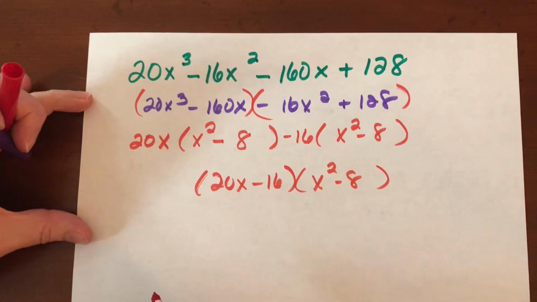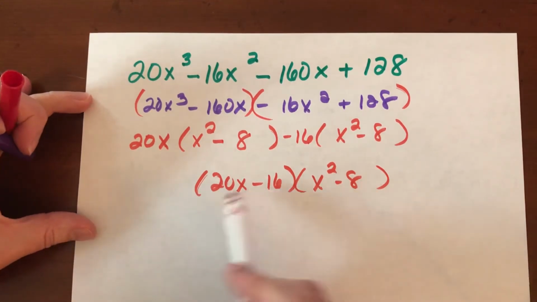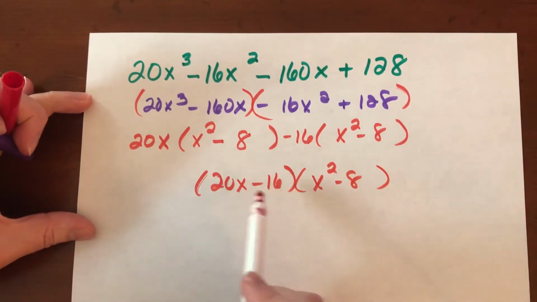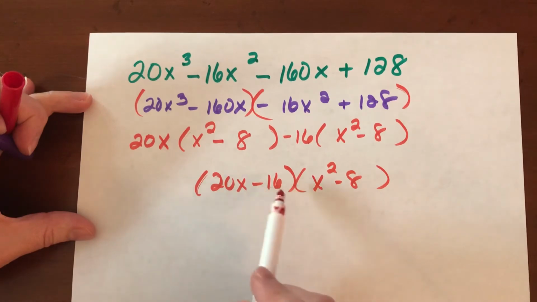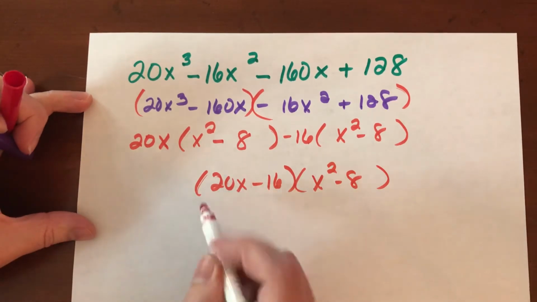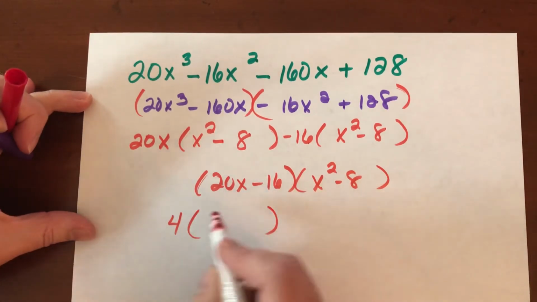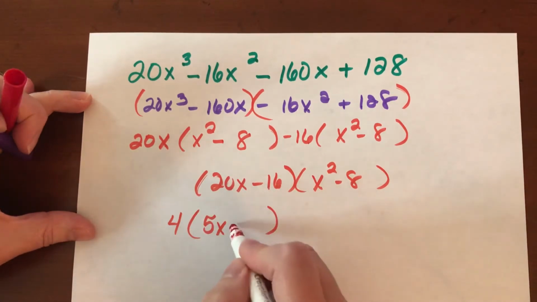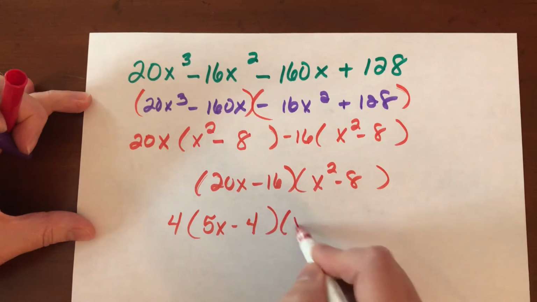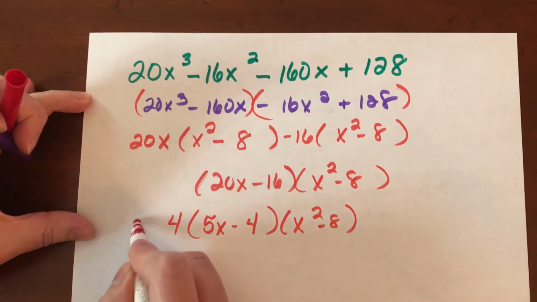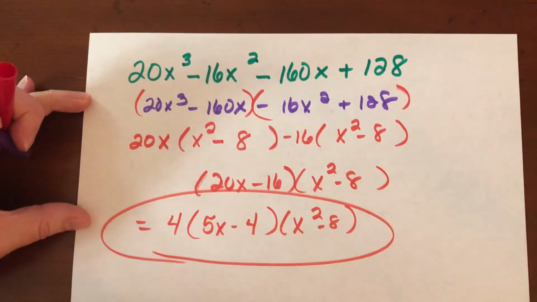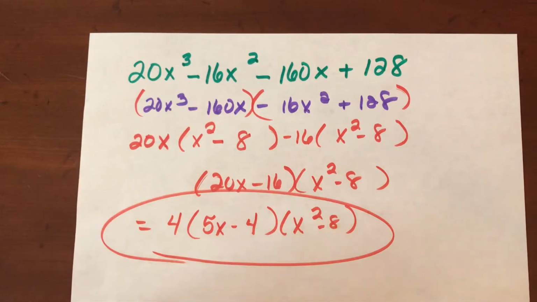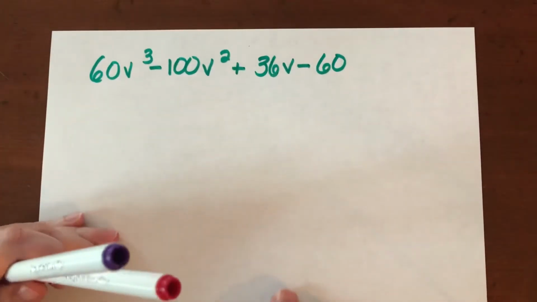Now look. Can I pull a GCF out of either one of these? Yes, I can here. Look, 20 and 16. What's the GCF of 20 and 16? 4. So I can pull a 4 out. So 4 times what is 20x? 5x. 4 times what is negative 16? Negative 4. And then you bring down your x squared minus 8. So that's your final answer on that one. Again, you have to simplify it. You got to factor it down to the lowest form. All right, let's look at the last one.